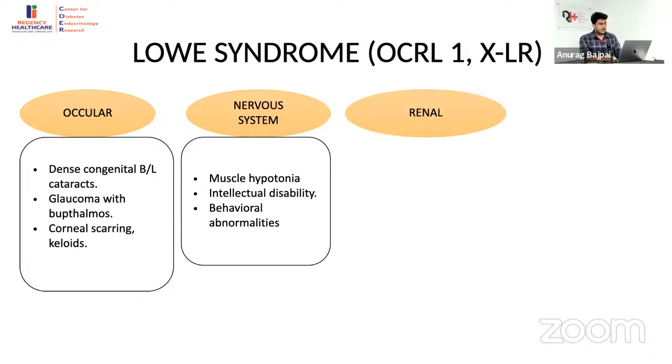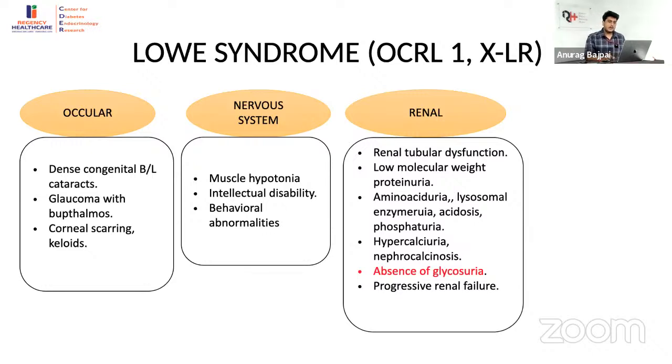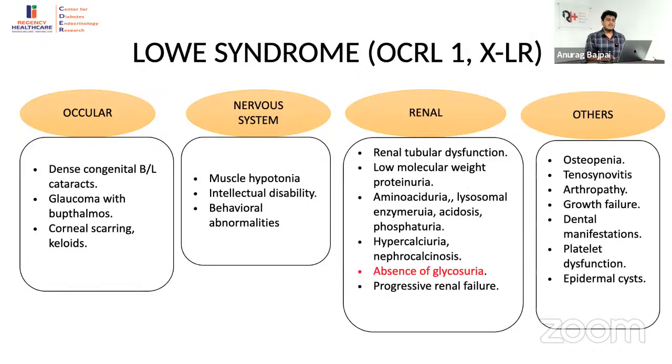With respect to the renal manifestation, it is characterized by proximal renal tubular dysfunction in the form of low molecular weight proteinuria, aminoaciduria, lysosomal enzymuria, acidosis, phosphaturia, hypercalciuria, hypercalcemia and nephrocalcinosis. The most important thing is that there is absence of glycosuria, which is extremely rare with respect to Lowe syndrome. The patient usually develops end-stage renal disease requiring renal transplantation and dialysis in the third to fifth decade of life. Other manifestations are osteopenia, tensorhinitis, arthropathy, growth failure, dental manifestations, platelet dysfunction in the form of delay in platelet adhesion, and epidermal cyst.